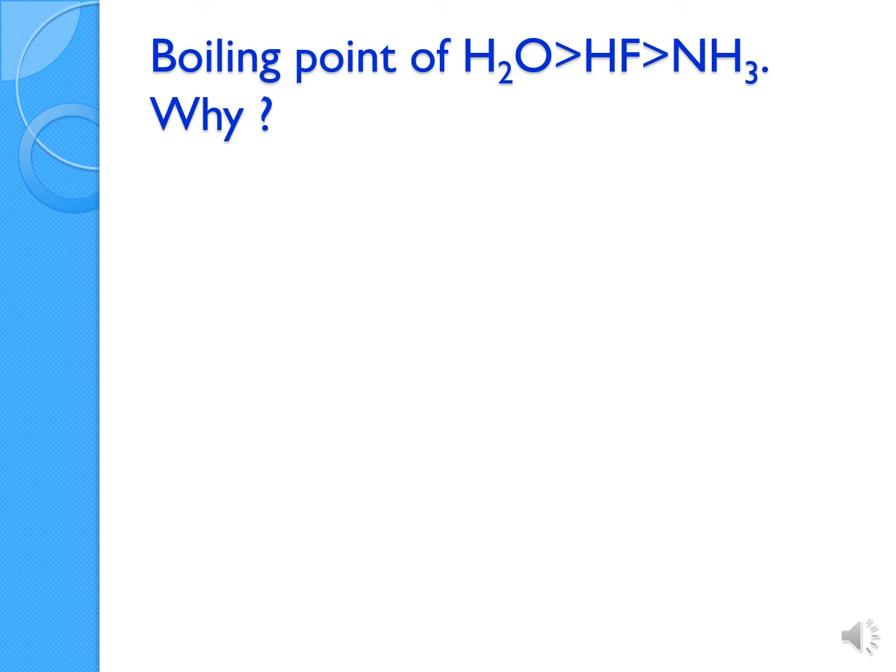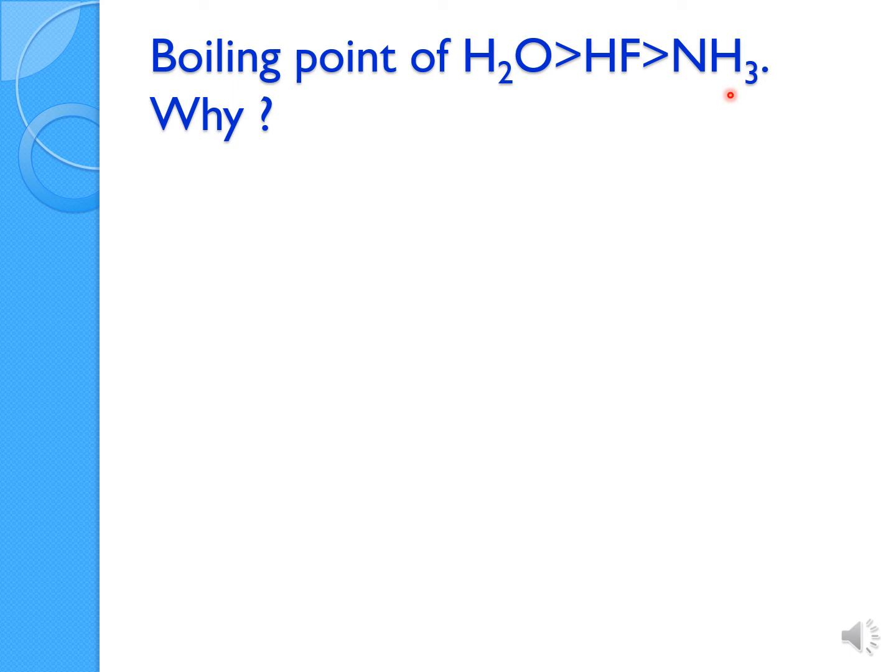We know that the hydrogen bonding in hydrogen fluoride is much stronger than the hydrogen bonding in water because fluorine is more electronegative than oxygen. So we expect that the boiling point of hydrogen fluoride will be greater than the boiling point of water. But it is not actually found to be so. The boiling point of water is actually greater than the boiling point of hydrogen fluoride. So how can we explain this anomaly? How can we explain this variation in boiling point?